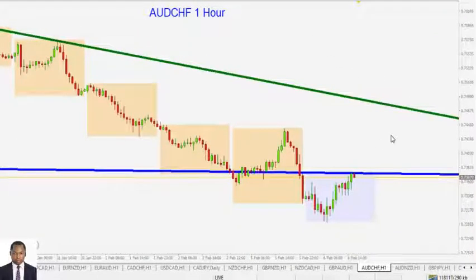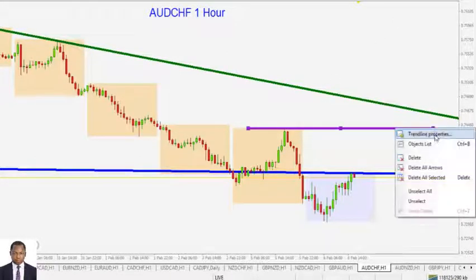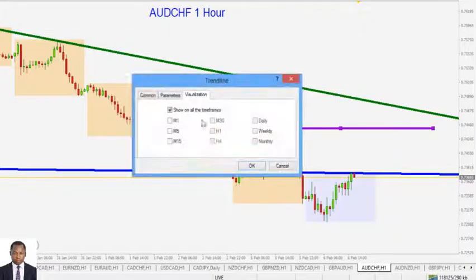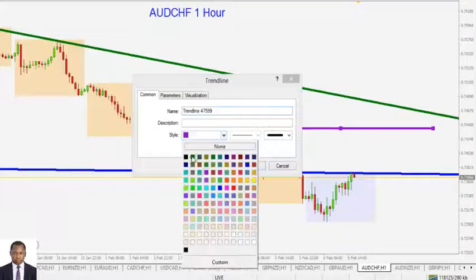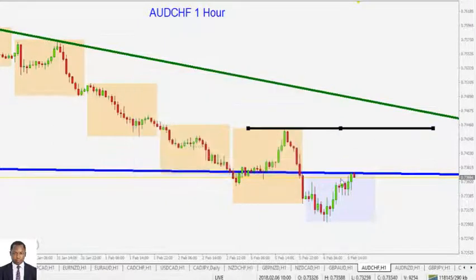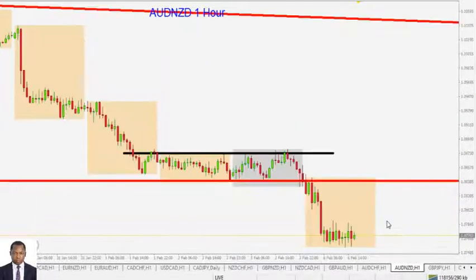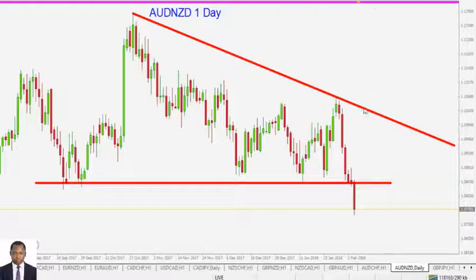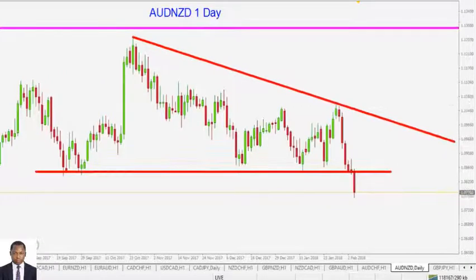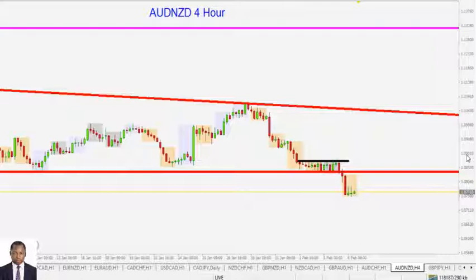The 1 hour time frame is not really looking good. This is a level of resistance there. Okay, and this low as support. And nothing to trade here. The Australian dollar against the New Zealand dollar. Support broken. Support level has been broken. So let's wait and see if we will get continuation on that breakout.